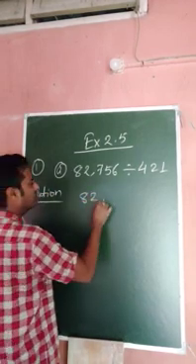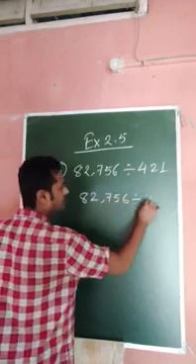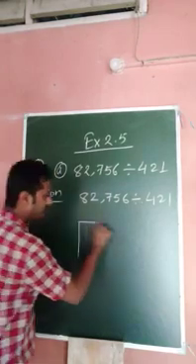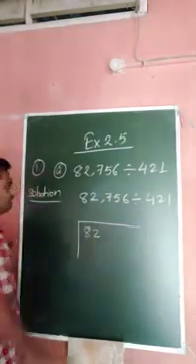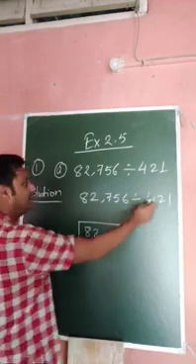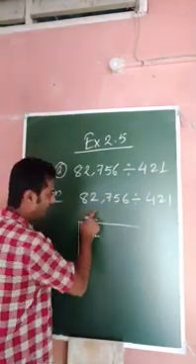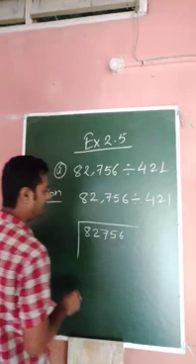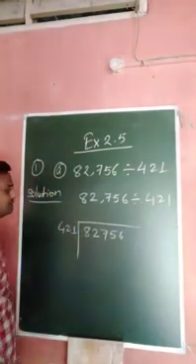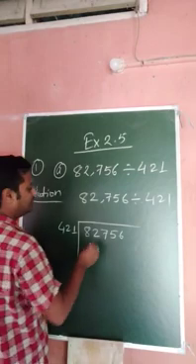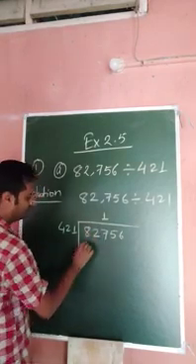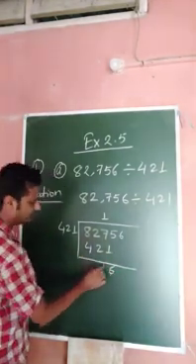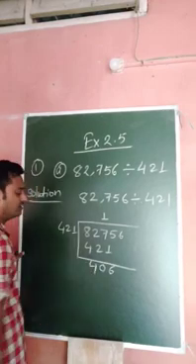82,756 divided by 421. Now you just do the long division here. This one is the dividend and this one is the divisor. We will find the quotient here and the remainder will be here. So 421 into 1 is 421. 7 minus 1 becomes 6, 2 minus 2 becomes 0, 8 minus 4 becomes 4: 406.